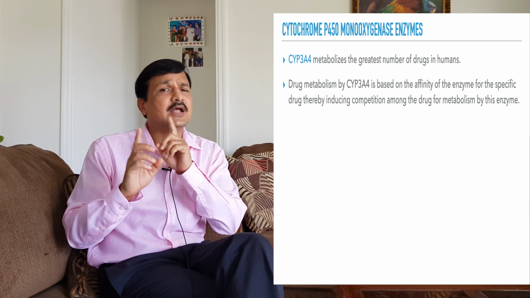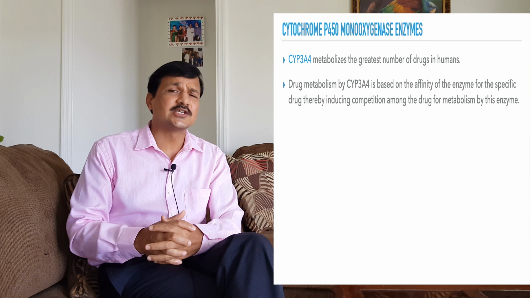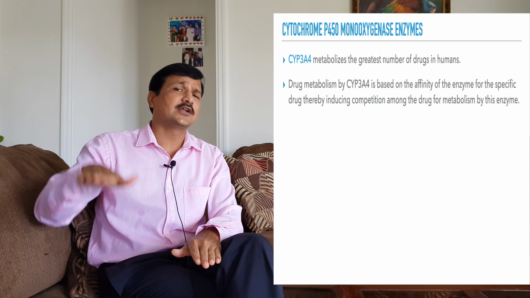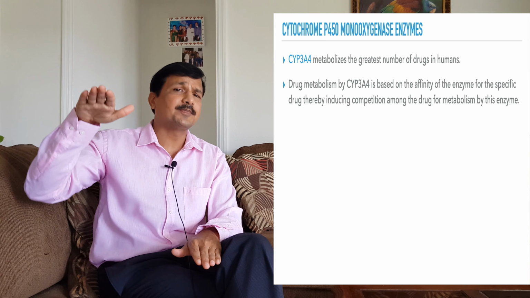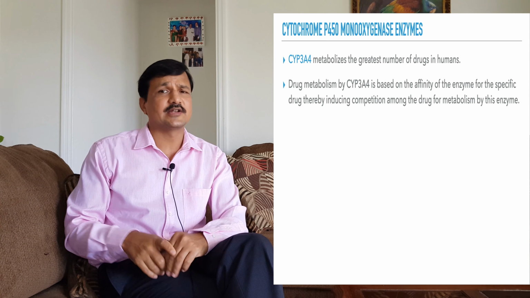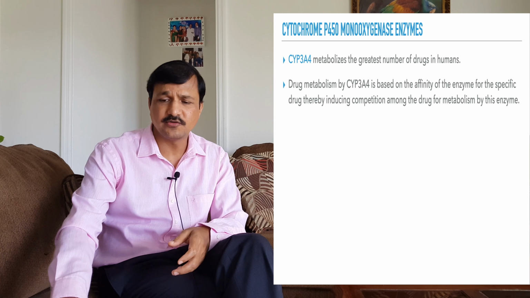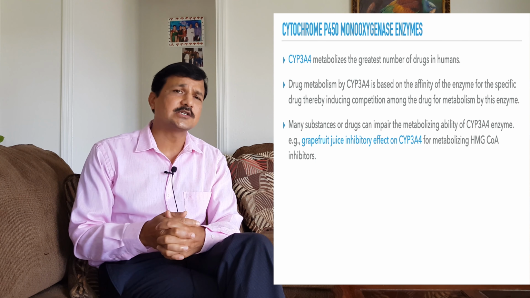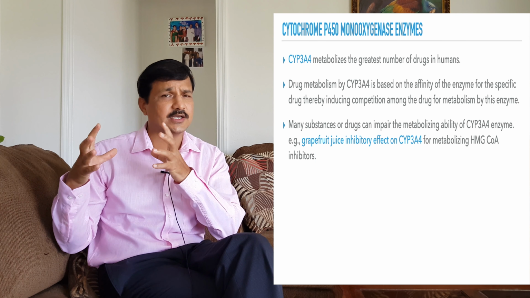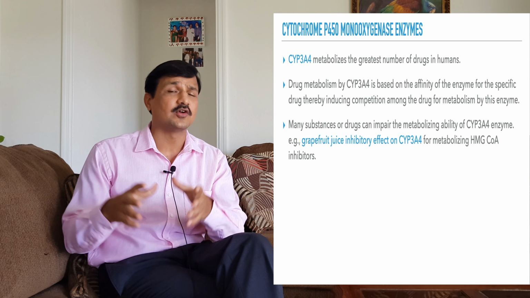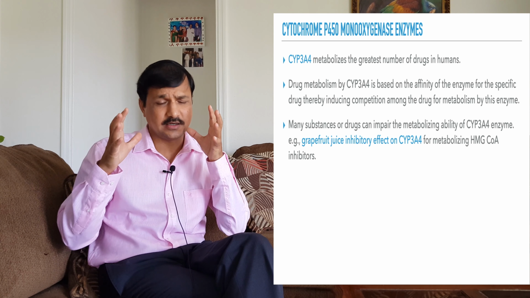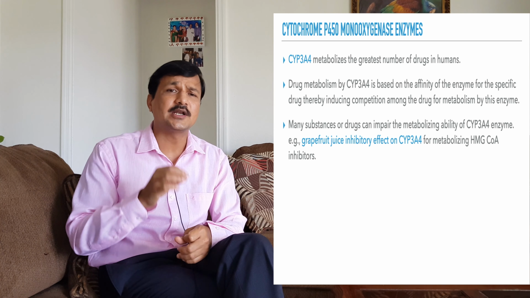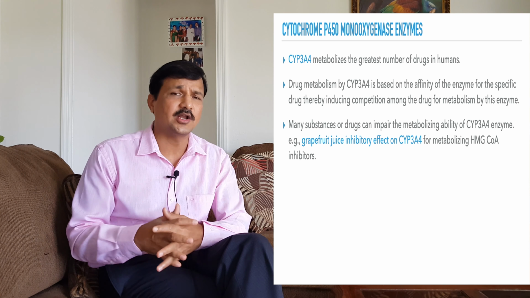So, there can be changes in the xenobiotics of these drugs. If one drug is preferentially metabolized, the other drug's concentration can build up in the blood, and it can lead to toxic levels, side effects or adverse effects. Also note that many substances or drugs can impair metabolism by cytochrome P450 3A4, CYP3A4. The catalyzing process can be inhibited by certain drugs, certain molecules.